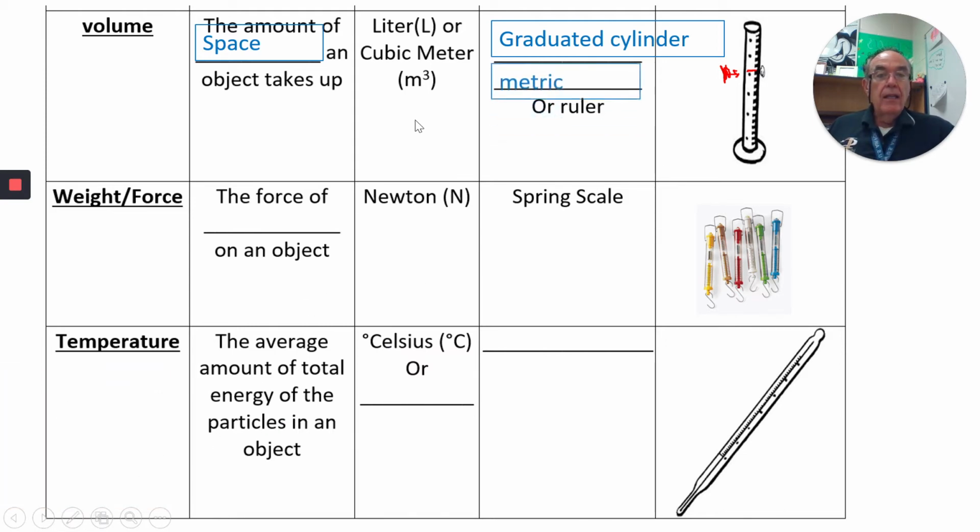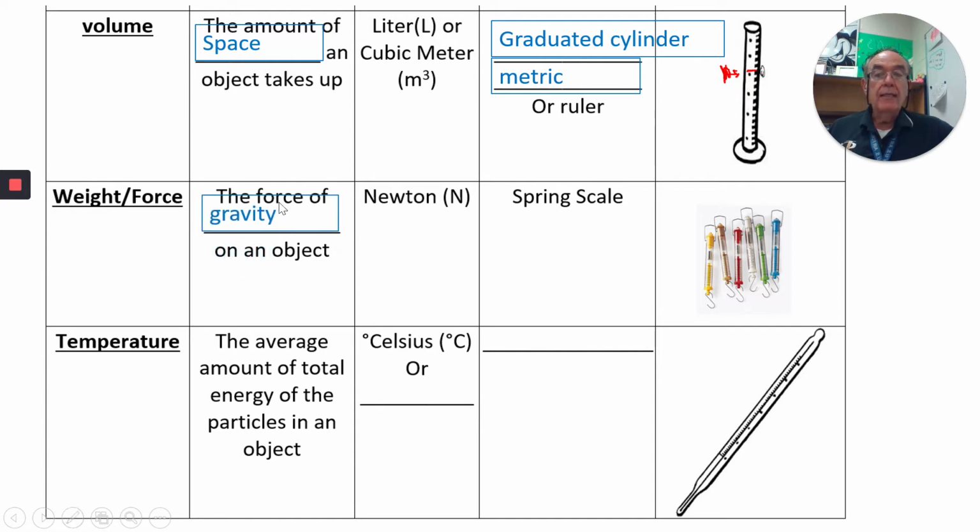If we're finding the length, width, and height of something, so that we're going to find cubic meters, because we would multiply the length in meters times the width in meters, that would be meters times meters, times the height, we would use a metric ruler.